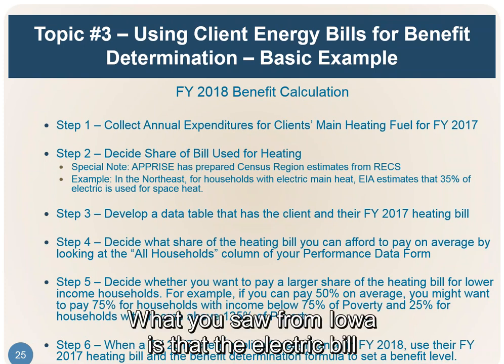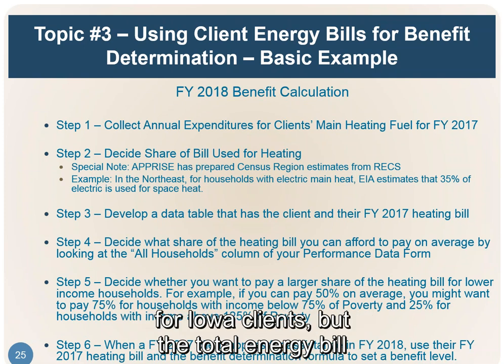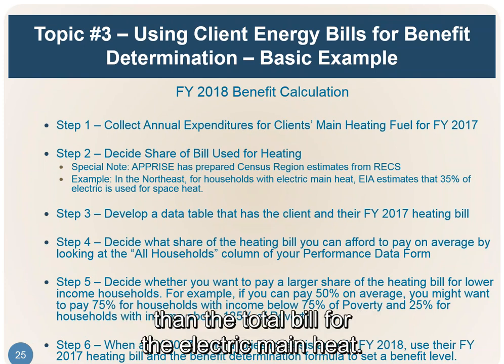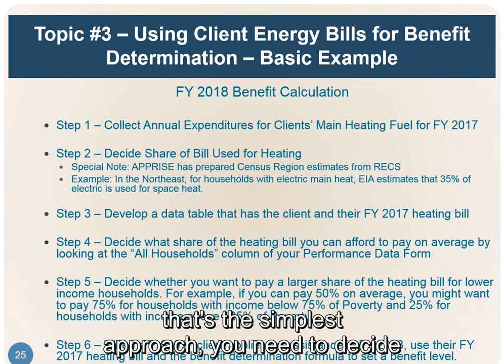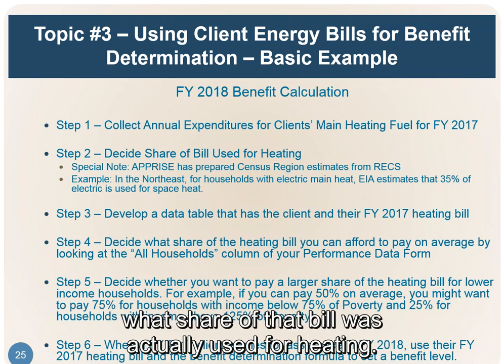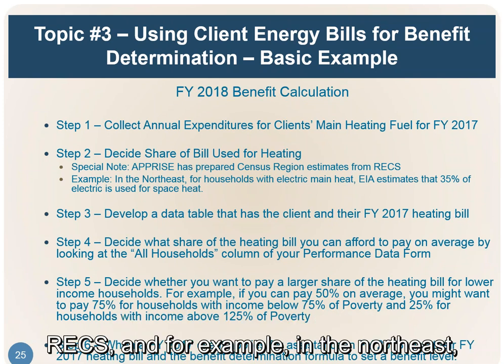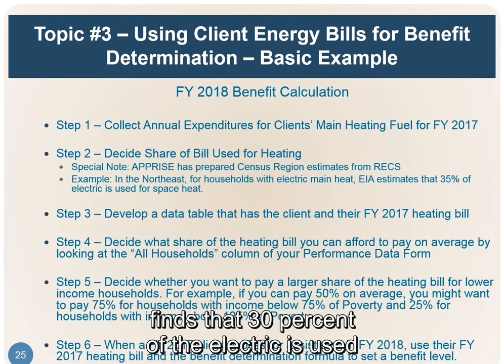What you saw from Iowa is that the electric bill was substantially higher than the natural gas bill for Iowa clients. But the total energy bill for natural gas households was substantially higher than the total bill for the electric main heat households. So if you're going to just use the main heating fuel, and that's the simplest approach, you need to decide what share of that bill is actually used for heating. So we have prepared some census region estimates from RECS. And for example, in the Northeast, for households with electric main heat, EIA finds that 35% of the electric bill is used for space heating.